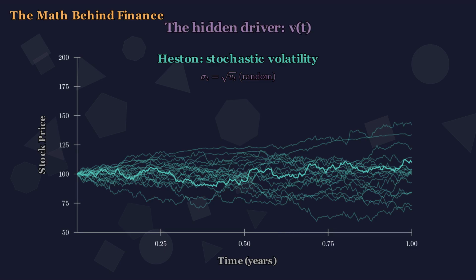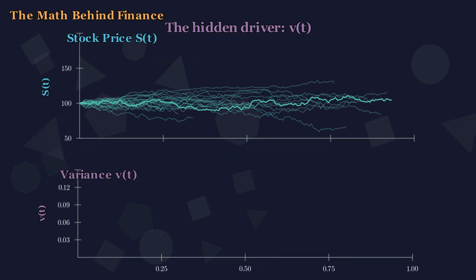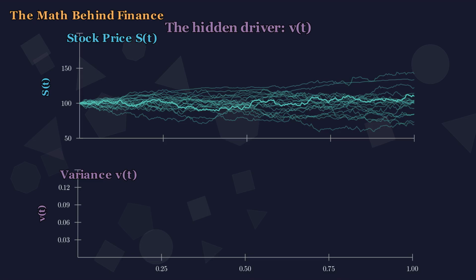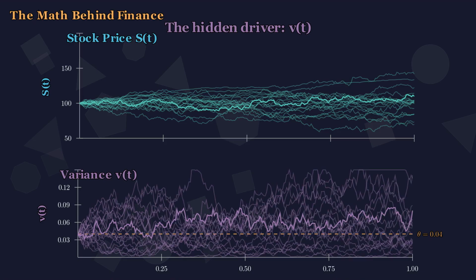The answer is the instantaneous variance. Call it V of T. Let us split the screen. Stock price on top, variance on the bottom, both driven by the same simulation. Watch the variance paths. They wobble around a long-run level, shown by the gold dashed line. When variance spikes upward, the stock paths above spread apart. When variance drops, the paths tighten. Follow the gold line across time. Every spike in variance below corresponds to a widening of the fan above. The variance process is the hidden engine that controls how much the stock price can move at each instant.